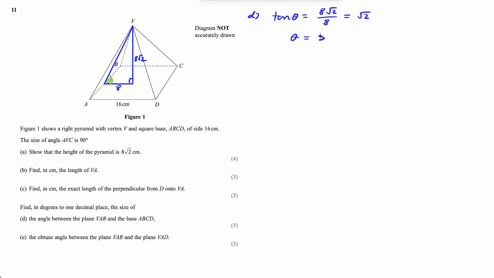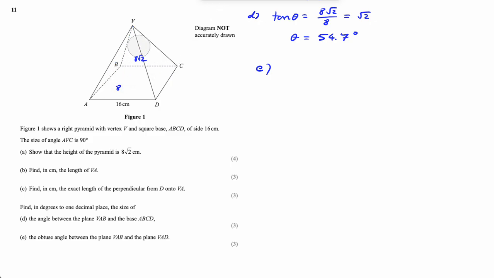54.7 degrees. Okay, then he says, part E, find the obtuse angle between the planes VAB and VAD. Okay, this, guys, is tricky.